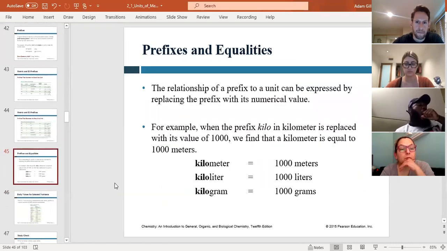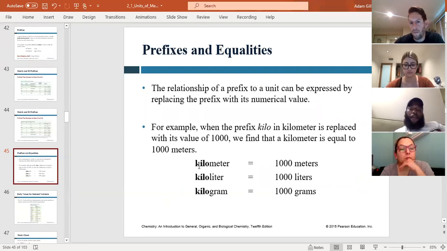And so if you were to write kilo in front of a measurement, that just means 1,000 of it, right? So a kilometer is 1,000 meters. Kiloliter is 1,000 liters. A kilogram is 1,000 grams. Okay? By definition, kilo means 1,000.